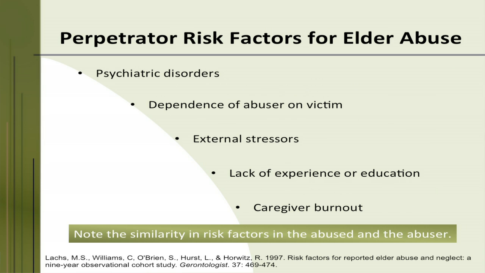What are some of the risk factors for perpetrators in elder abuse? Now, there's psychiatric disorders, there's dependence of an abuser on the victim, there's external stressors, lack of experience or education, and caregiver burnout. And as I mentioned, these are some of the same types of risk factors that you see for a victim. So there's this sort of reciprocal relationship that may be going on, and the same types of factors lead to the abuse that may be occurring in our perpetrator population.